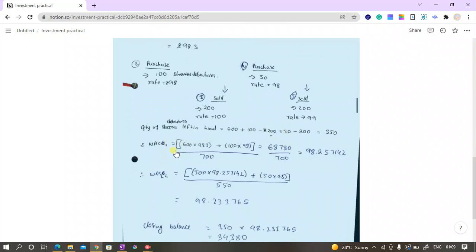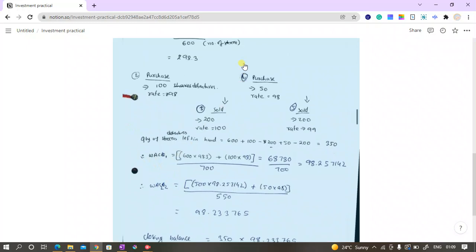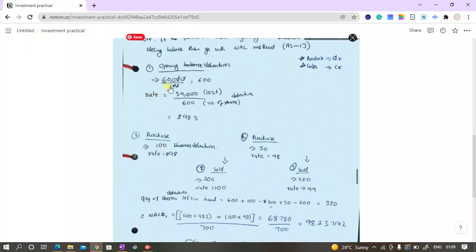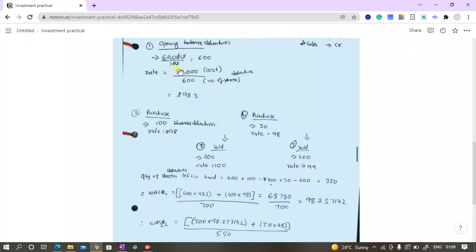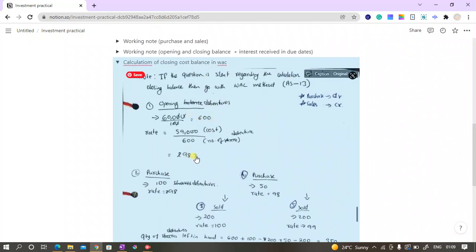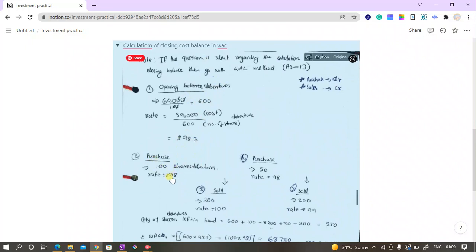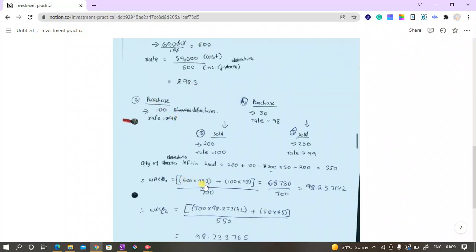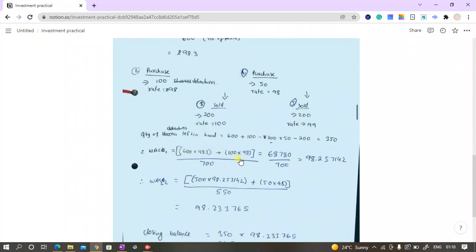Okay, now we will calculate the WACC 1 and WACC 2. We have to do it twice to get the answer. So in WACC 1 we will calculate opening and purchase. Opening was 600 multiplied by 98.3 plus 100 into 98, divided by number of shares, which is basically 600 plus 100, we get 700.